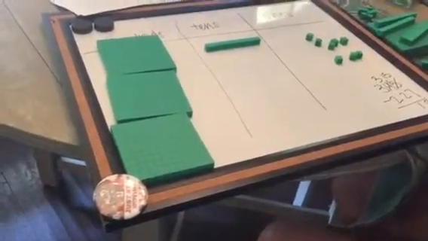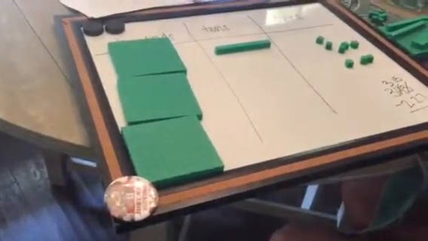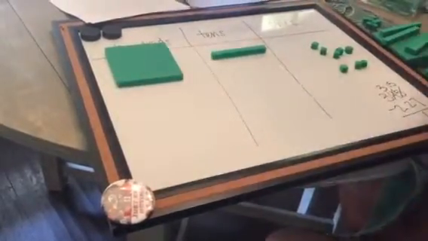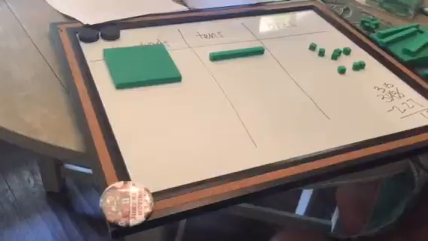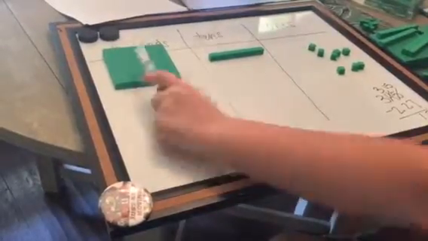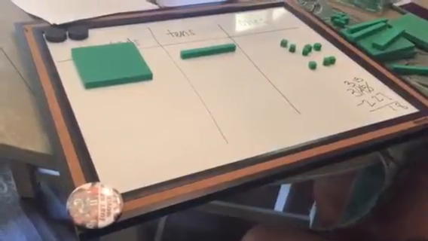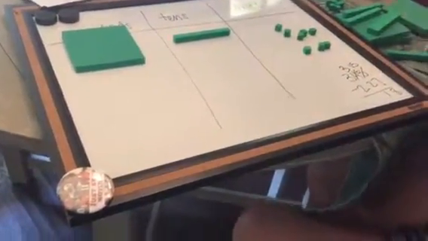Finally, we can look at the hundreds column. I need to take away 2 from 3. 1, 2. Now I can count how many hundreds are left in the hundreds column. 1. As you can see, I have one hundreds block left, so I need to write 1 in the hundreds column.